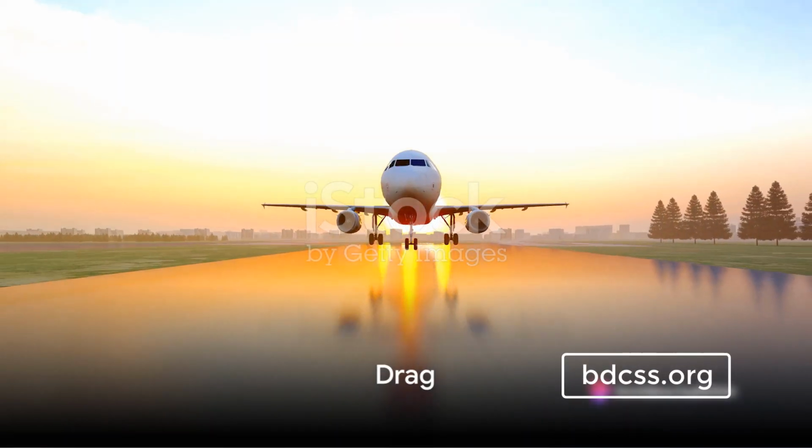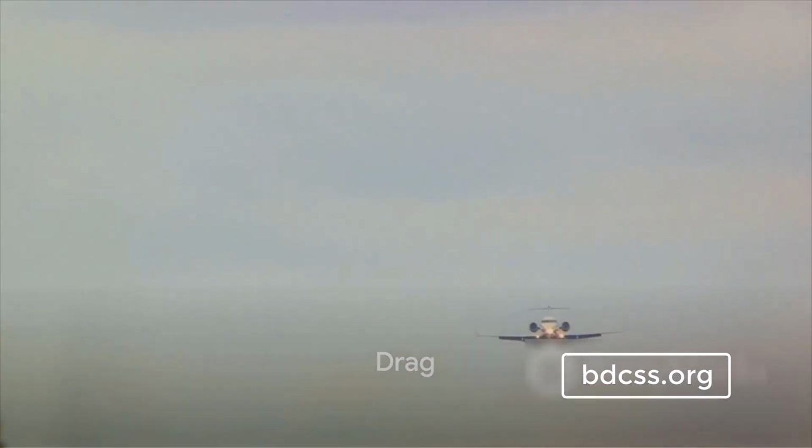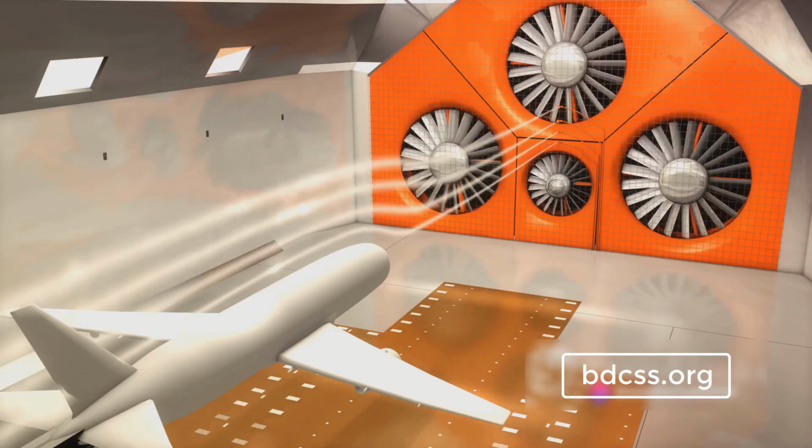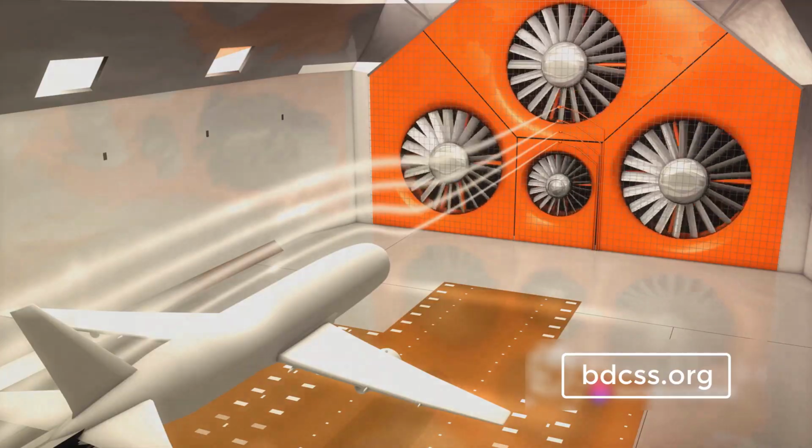Lastly, we have drag. Drag is the resistance an airplane faces as it moves through the air. It's like trying to run through water. The water resists your movement, slowing you down. In flight, air resistance creates drag, working against the forward motion of the airplane.